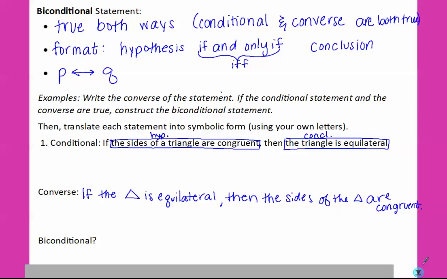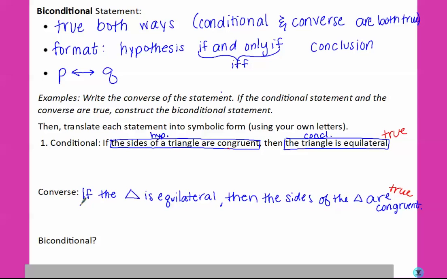So let's determine whether or not these are true. If the sides of a triangle are congruent, which means they're all the same size, then the triangle is equilateral. Well, equilateral means same sides, so this is true. If the triangle is equilateral, meaning all the sides are the same, then the sides are congruent, and congruent also means that they're the same. So they're both true.